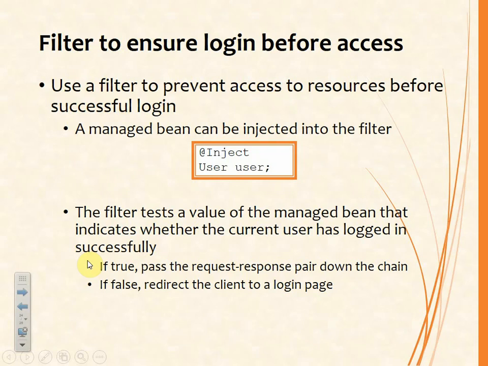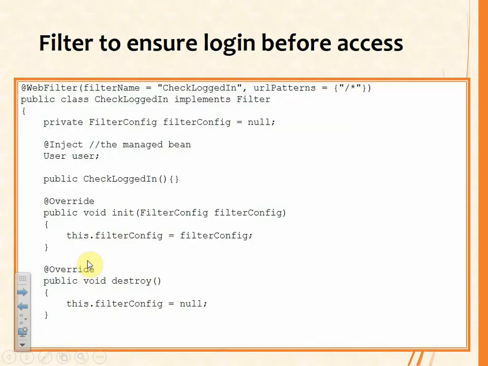So for example, if you set up a managed bean that is called user, and in there you're going to have a property that is a Boolean value, has successfully logged in, all you've got to do is do that little bit of injection and then just test the value of has successfully logged in. If it's true, allow the request to continue. If it's false, then you want to abort the request-response process. And it's as easy as that.